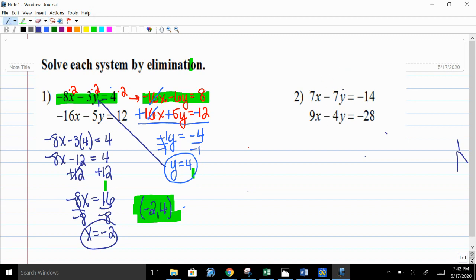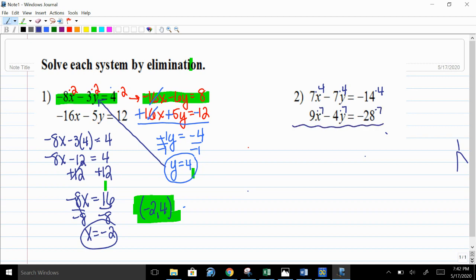So I'm going to multiply this by 4 because I want to make it a 28, which means I multiply that by 4 and that by 4. The bottom equation, I'm going to multiply that 4 by 7, again, because I want it to be a 28. So I'm going to multiply here by 7 and here by 7.